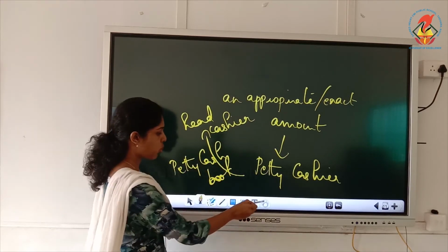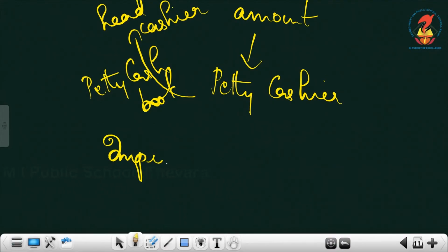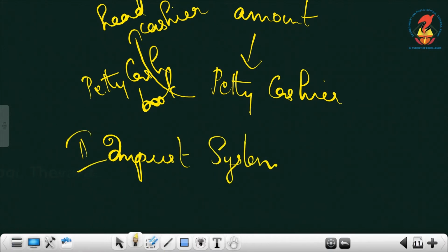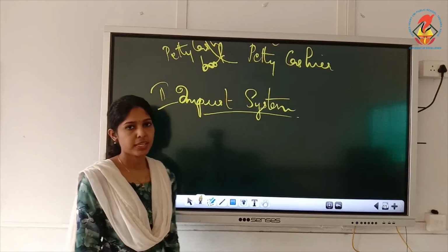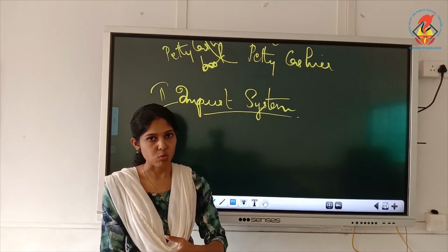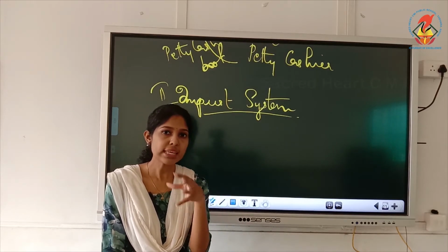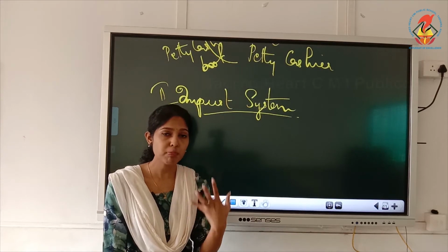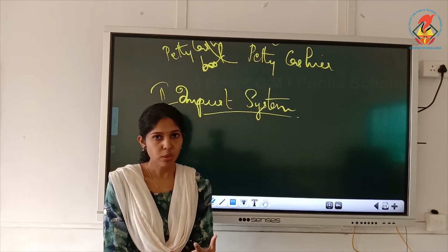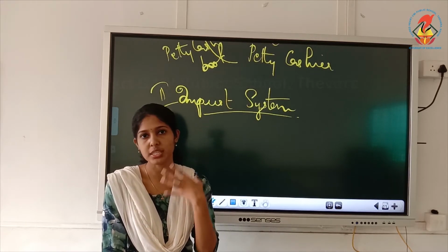The next heading you have to write is impressed system of petty cash. First one was simple system, this is impressed system of petty cash. Impressed system means the petty cashier will be given an advance amount in the beginning. Advance amount means it will be only an estimated amount. It will not be the accurate amount. It will be only an estimated amount given to the petty cashier in the beginning of the period.